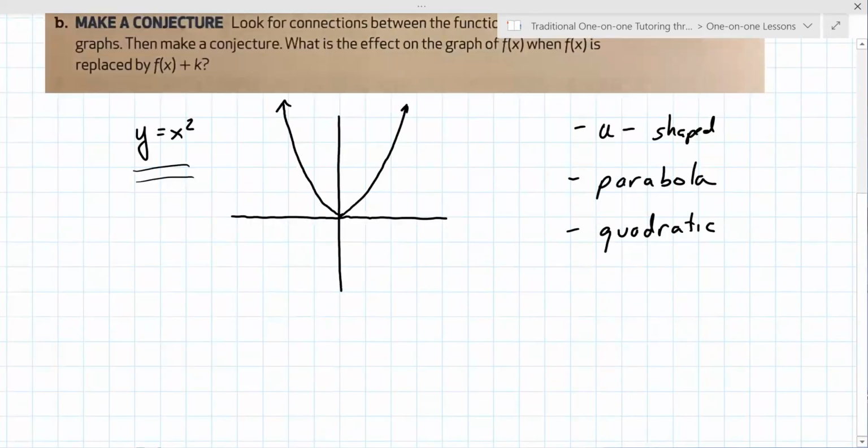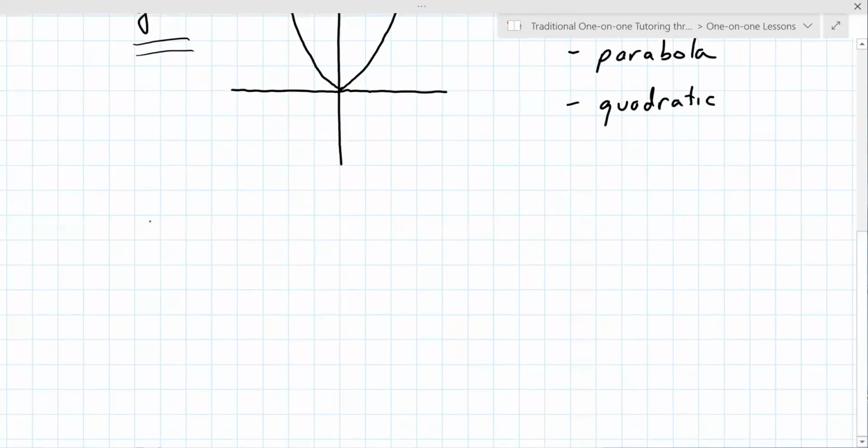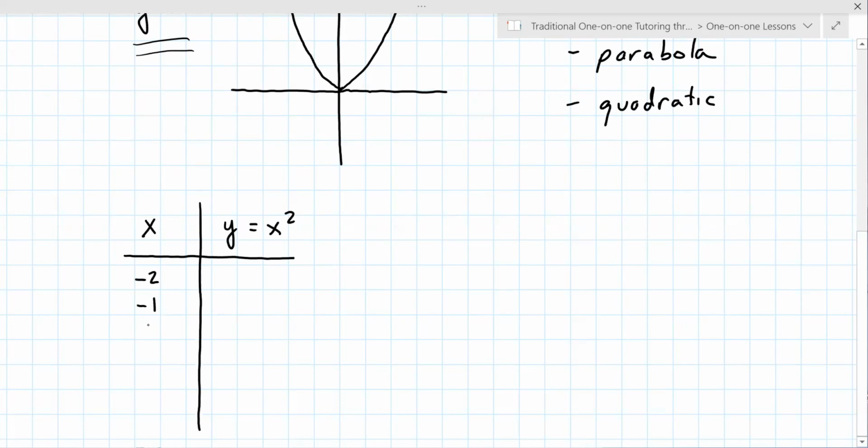Okay, let's try something else here. I'm going to make a table here, x and then y equals x squared. And we're going to calculate the output for different x values. Okay, but we're going to start at 0. So what is y equals 0 squared? What happens when you square 0? What is 0 times 0? 0 times 0 equals 0.